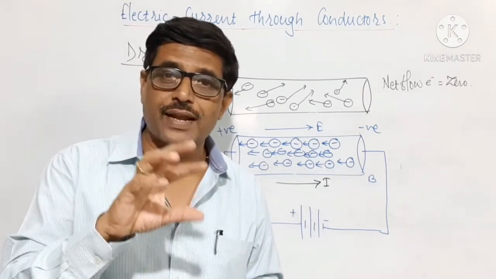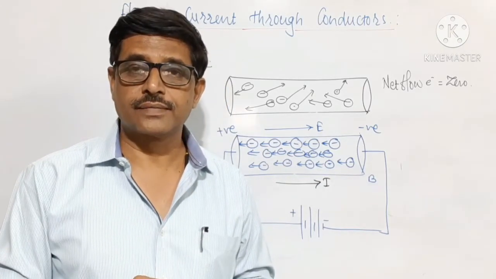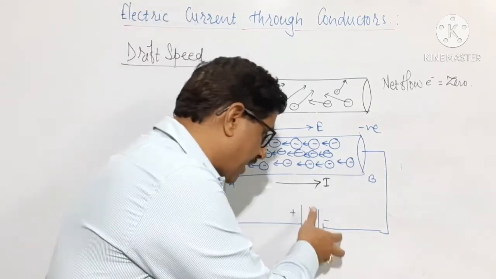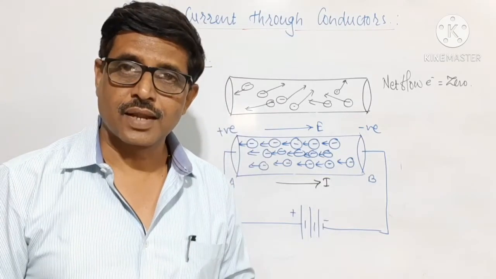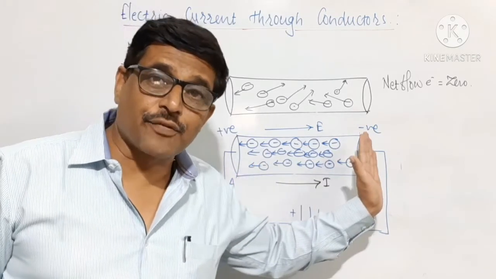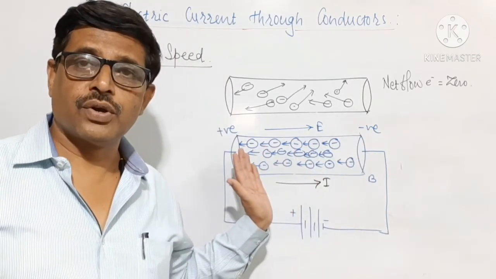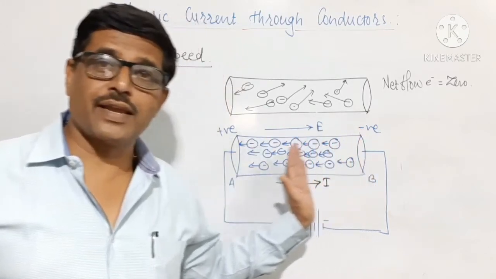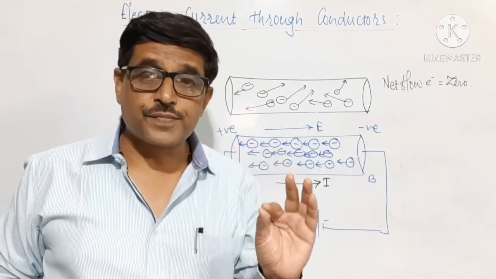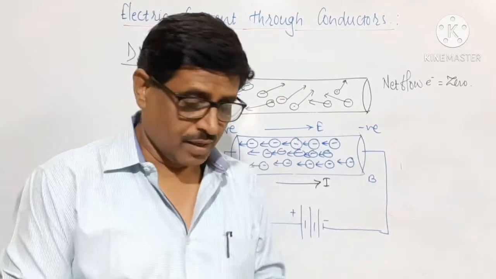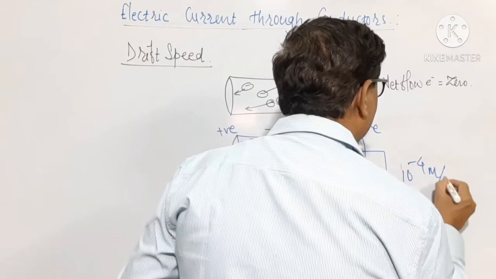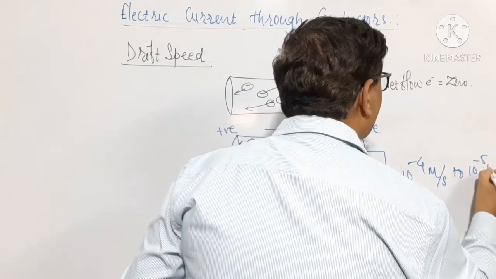The free electrons in the conductor, because of the external electric field given by a battery, align themselves in the direction opposite to that of the electric field and drift towards the positive, or towards the higher potential, with a drift speed. The drift speed of free electrons in copper is of the order of 10 to the power of minus 4 meter per second to 10 to the power of minus 5 meter per second.